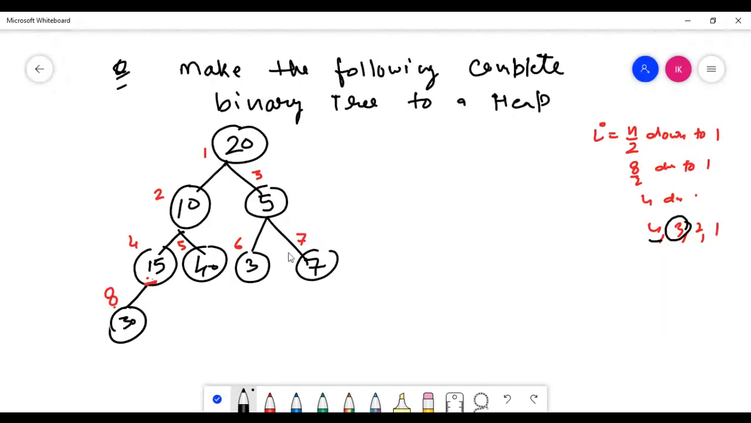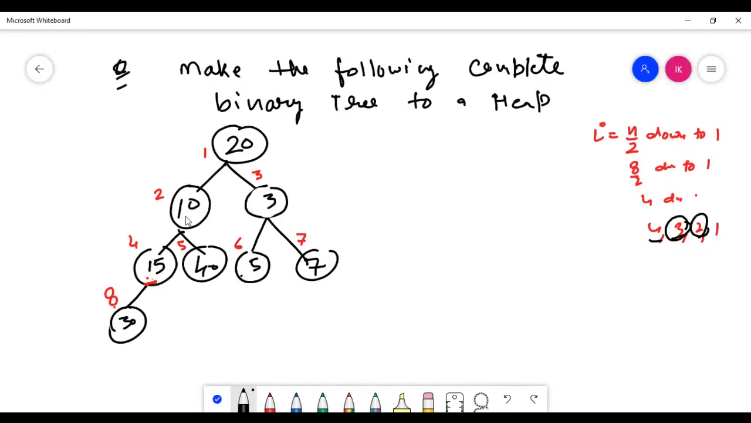After 4, what do we have to take? 3. Where is 3? Here. Okay, 3 here. Check this one. 5, 3, 7. It is a problem because 3 should be here and 5 should be here. So what do I do here? 3 here and 5 here. Okay. Now this is a heap. Minimum heap. Done. 3 also.